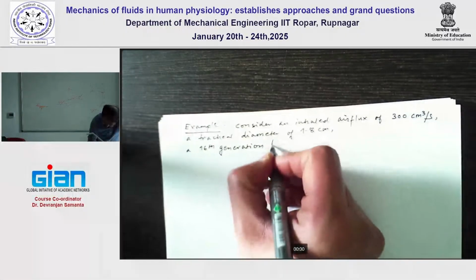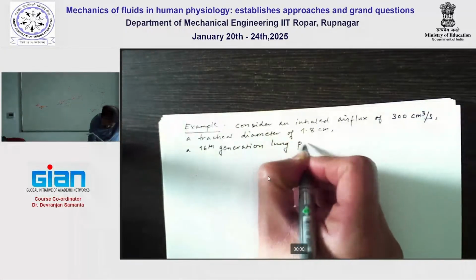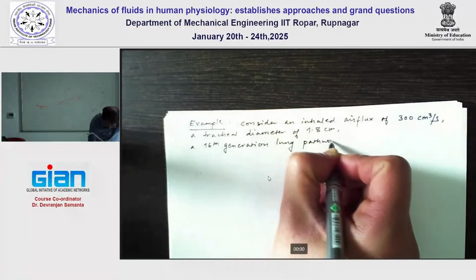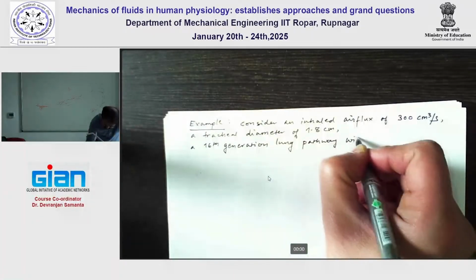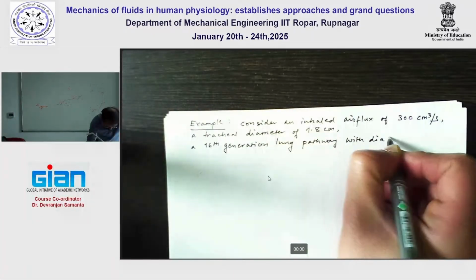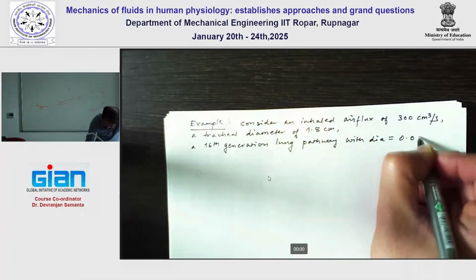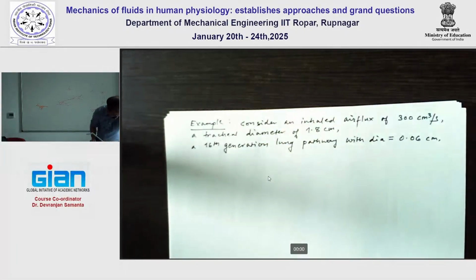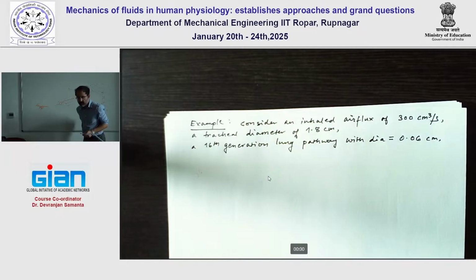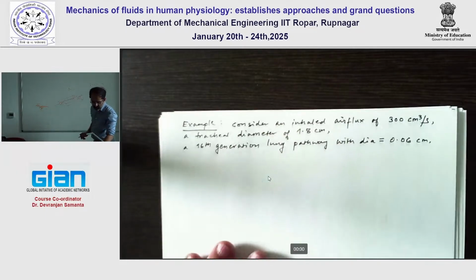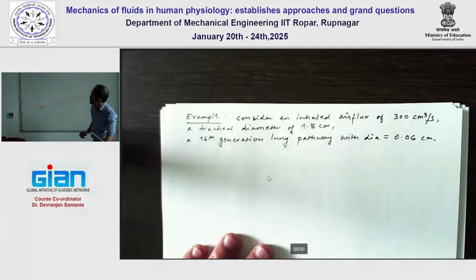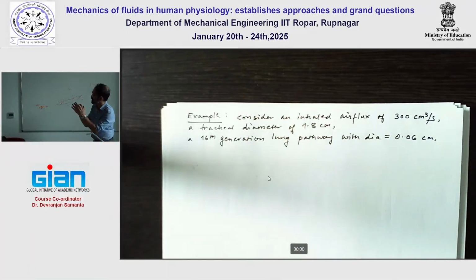Generation lung pathway with diameter 0.06 centimeters. So we are going to think about particle transport in these two very widely apart length scales in terms of the spatial opening that it's moving through.